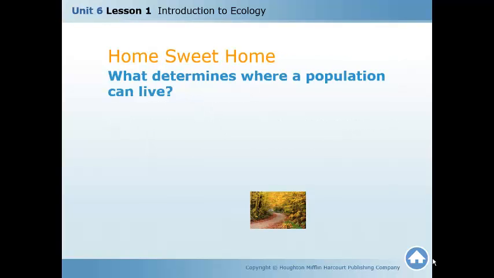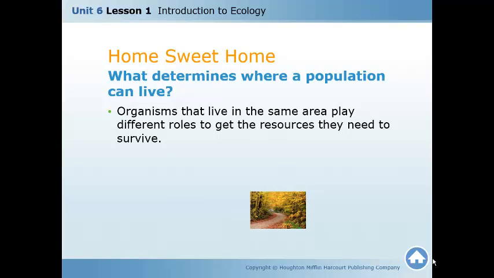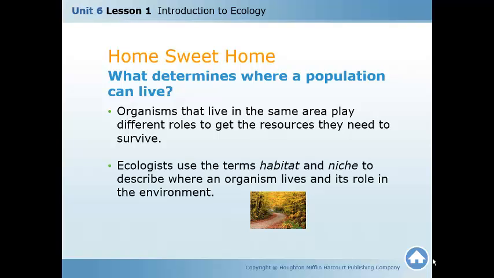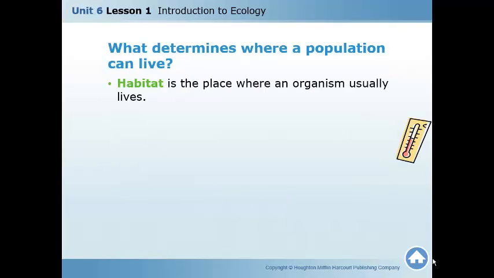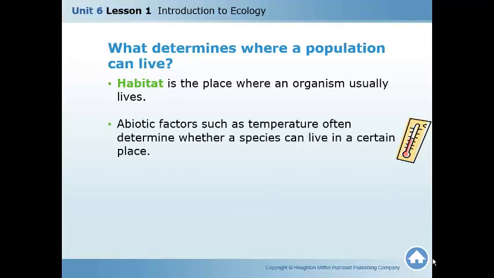Home sweet home. What determines where a population can actually live? Organisms that live in the same area play different roles to get the resources they need to survive. So ecologists use the terms habitat and niche to describe where an organism lives and its role in the environment. So a habitat is a place where an organism usually lives. Okay, so the habitat of a squirrel is usually a tree, correct?